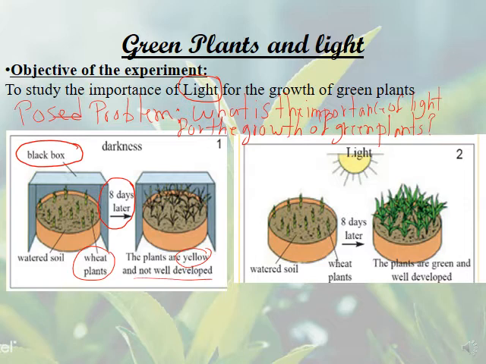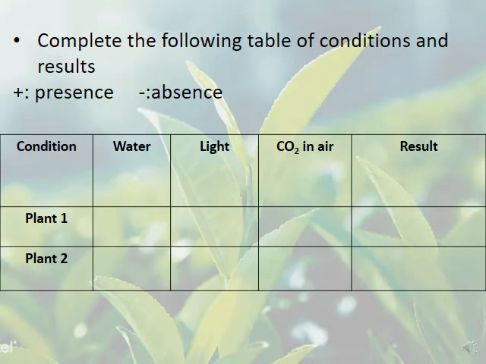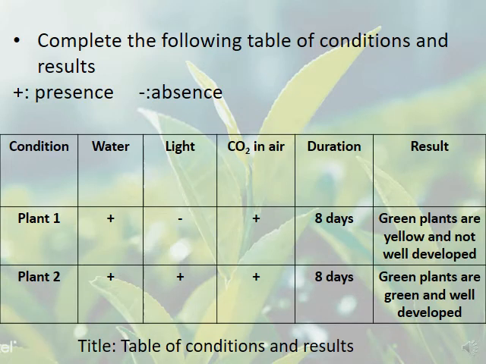However, in plant 2 here, we have normal condition, normal sunlight, and the plants are green and well developed. So the difference between these two is that here we have light, while here we have darkness, so there is no light. So complete the following table of conditions. Sure, we have to complete the table of conditions here. You have to add the duration. So water, light, CO2, and duration.